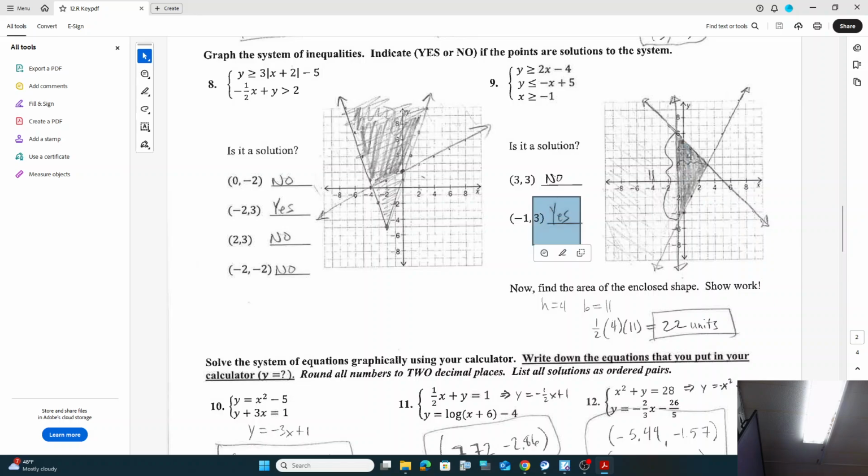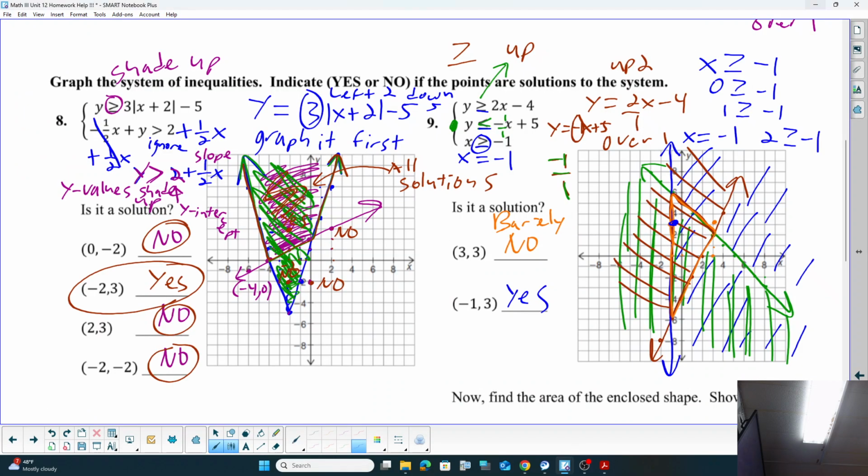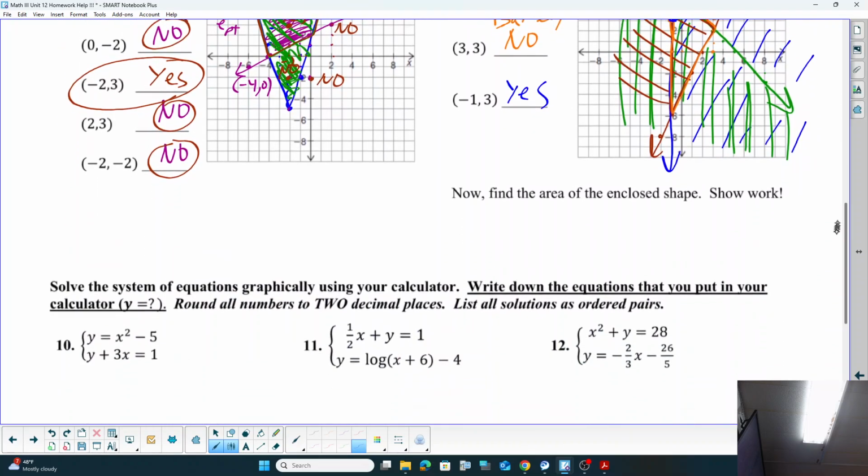Yeah, so it is a yes there. It is a yes. Beautiful. Okay, so that's how you do inequalities. Yeah, do it on the test.